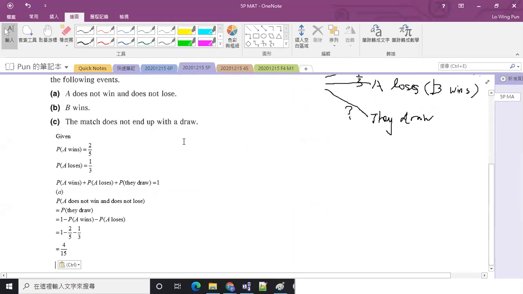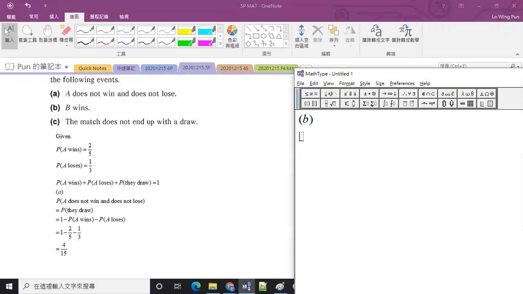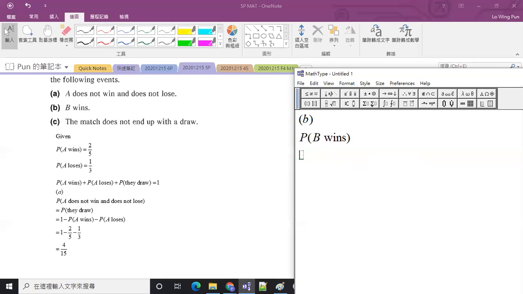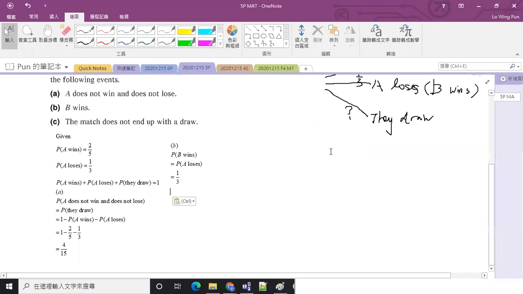It's okay. And then part B. I want to find the probability that B wins. B wins exactly means A will lose. So the probability that A loses is already given directly. It should be equal to 1 over 3. So that is the answer of part B. Get it?